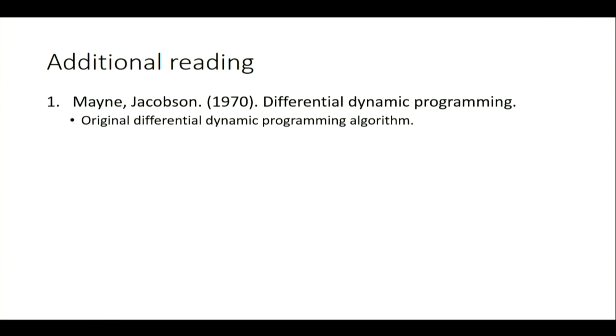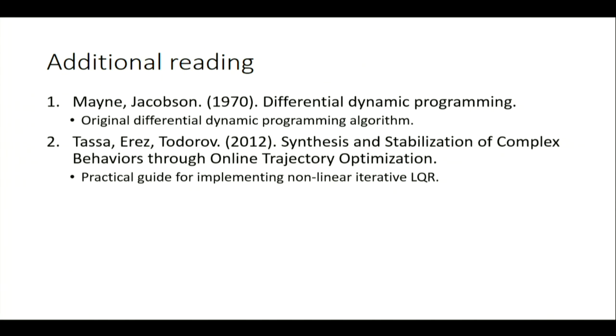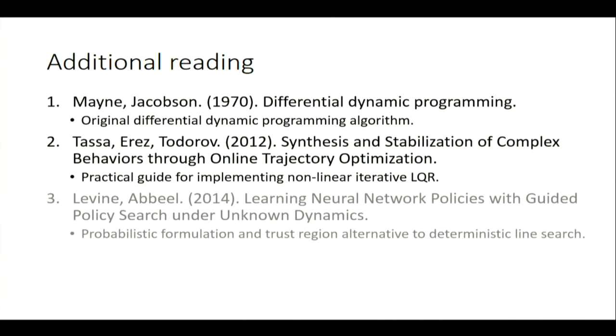So here's some additional reading if you want to learn more about this algorithm. This is the original differential dynamic programming manuscript by Jacobson and Mayne, from the 1970s, that describes the original differential dynamic programming algorithm. If you want a more modern, accessible write-up, I would recommend this paper by Yuval Tassa and collaborators called Synthesis and Stabilization of Complex Behaviors Through Online Trajectory Optimization. It describes the iterative LQR algorithm using similar notation to what I used in this lecture, so it's a practical guide for implementing nonlinear iterative LQR.